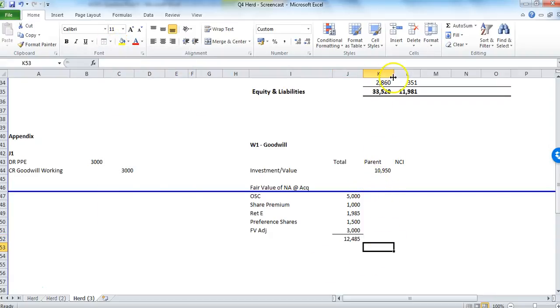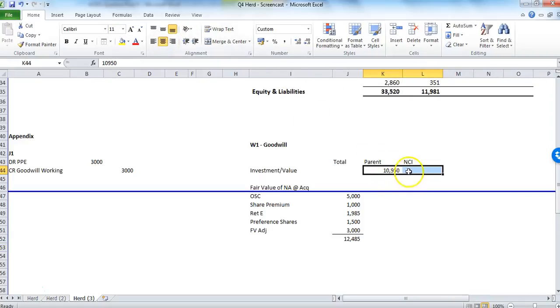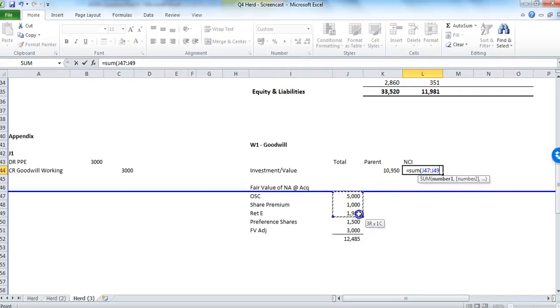Right? And we then have to value the NCI. So remember here that the NCI is not just a 60-40 split. We have to sum up everything except the preference shares, and that's going to be at 40%. So everything except the preference shares is at 40%. And then the preference shares are going to be at 10%. Because remember, the parent bought 90% of the preference shares, so the NCI must have 10%. So that's always tricky when you have preference shares. Watch out for the different ownership splits.